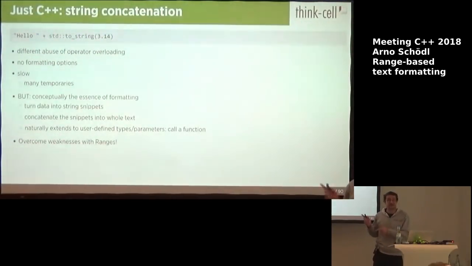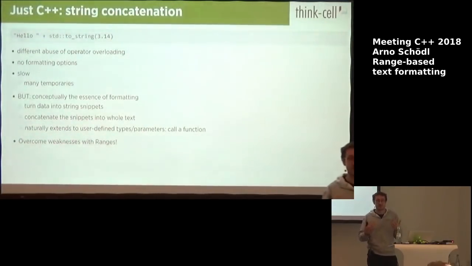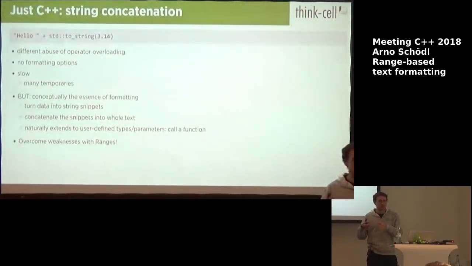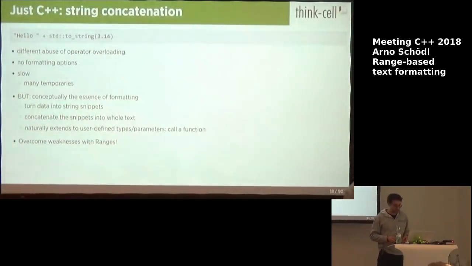But I like this. I like the syntax. I like it because it's kind of the essence of string formatting. It goes gradually from concatenating strings to formatting. So I like the syntax. It's very easily extensible. You simply write a function. If you want to print something special, you write a function that returns the snippet you want to print. And the only real problem is that it's slow. But I think we can overcome that with ranges, and this talk will show you how.